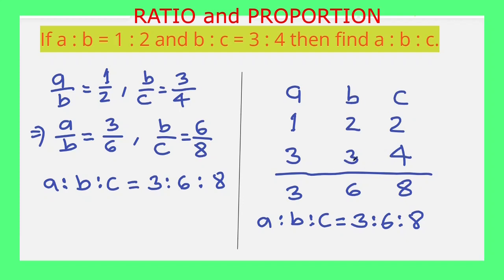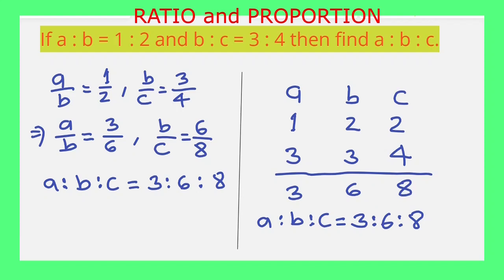So we have to write the same number, which is 3 here, the first number below A, and then we multiply 1 and 3, 2 and 3 and 2 and 4. This way we can get the required ratio 3 ratio 6 ratio 8. If there had been any common number in between, we would have divided all these numbers by that common number and we would have written the ratio in the simplest form.